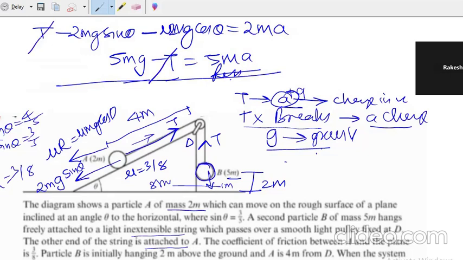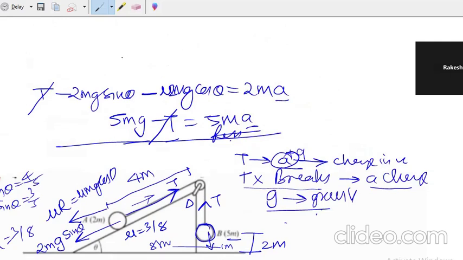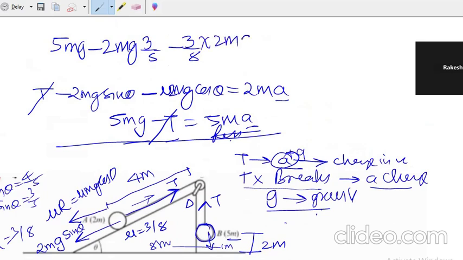Now if you add these two, T will go away, and then what you will get is the acceleration. Because they are connected, the acceleration is the same. So if you add these two, you will get 5mg minus 2mg sine theta, which is 3 by 5, minus mu, which is 3 by 8, times 2mg, which is cos theta, which is 4 by 5, is equal to 7ma. If I add these two, I'll get 7ma. Now the m's cancel. That's why it was not required. That's why they had given m.